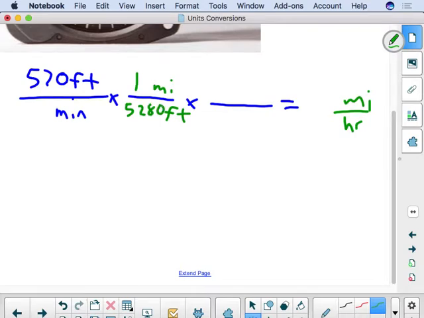Okay, somebody raise your hand with another conversion I'm going to do here. Jake? 60 minutes over 1 hour. Okay, I want to get rid of minutes, which is currently in the denominator, so I'm going to put that on the top. I'm going to put hours down there. Both these are exact conversions. What does your calculator say after we multiply by 60 and divide by 5,280?